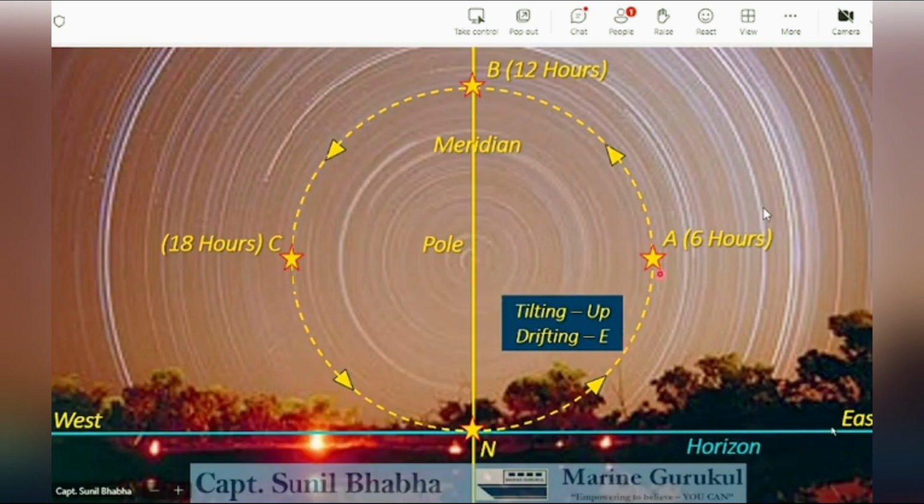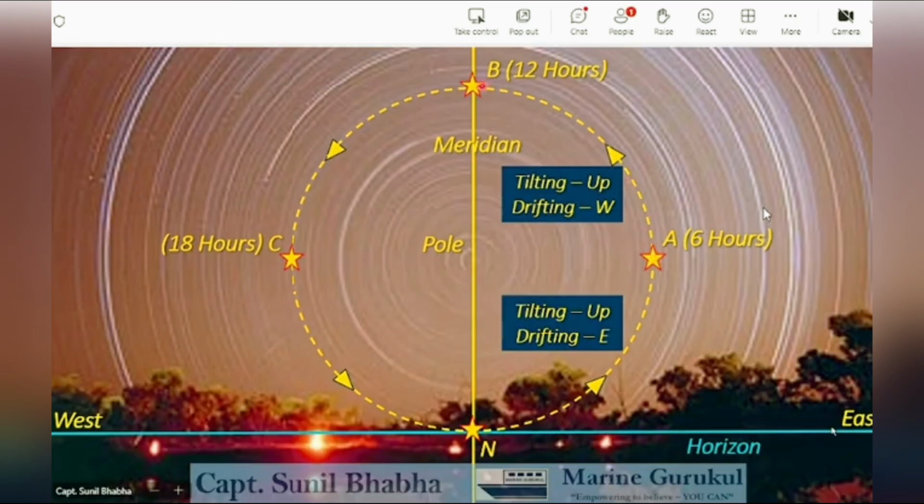So this motion is going to take 6 hours. After 6 hours, our gyrostar is going to move from point Alpha to point Bravo. Now when the gyrostar is moving from Alpha to Bravo, its altitude is still increasing. So the gyrostar is moving upwards in the sky. So the tilt of the spin axis will also be increasing. So it will also be tilting upwards.